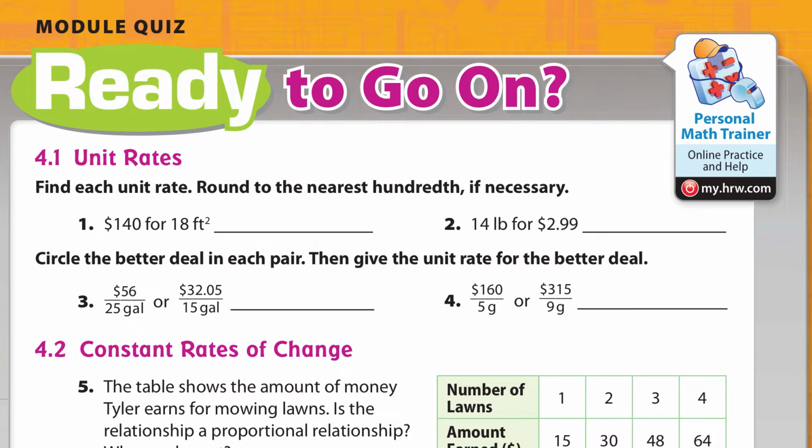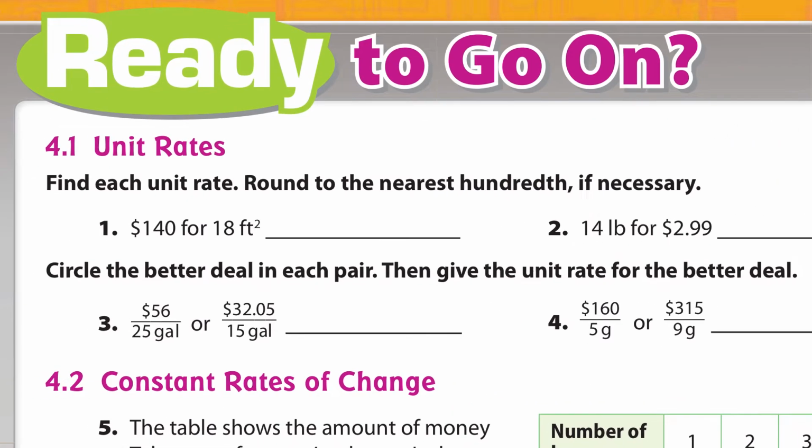So what we first have is find the unit rate, round to the nearest hundredth if necessary. And so we have this unit rate. Really, we're just going to do, let me zoom in just a little bit here. And we have, I'll use black. So it's going to be dollars per square foot.